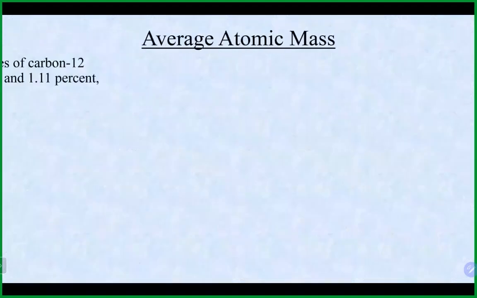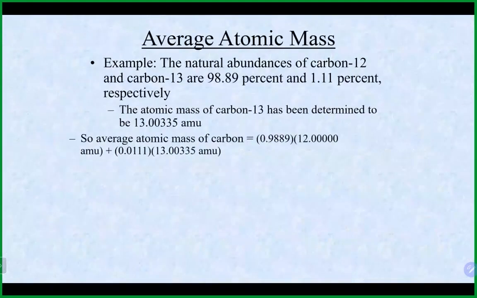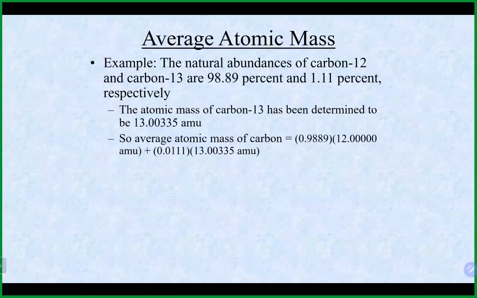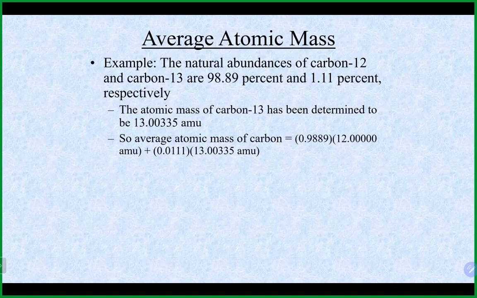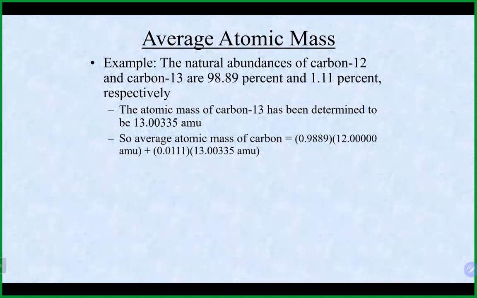So if we look at carbon, for example, carbon really has two isotopes. It has the carbon-12 isotope and the carbon-13 isotope. The carbon-12 isotope occurs about 99% of the time. The carbon-13 is about 1% of the time. And if we wanted to calculate the atomic mass of carbon, we would use these numbers. By the way, we would just quickly look at the percentages, and they do add up to about 100%. So we know we got pretty much all the naturally occurring isotopes.